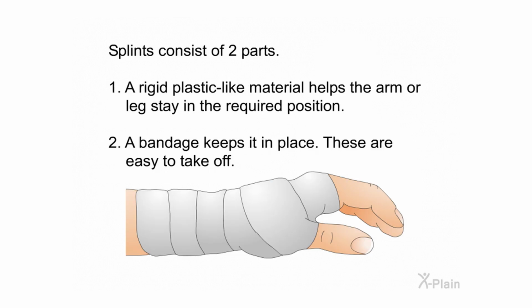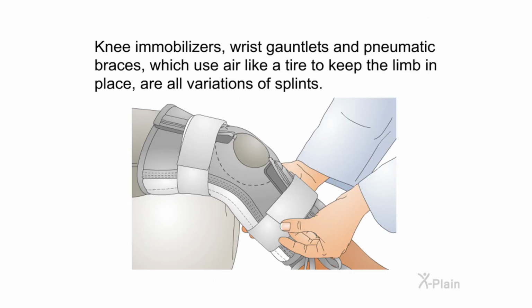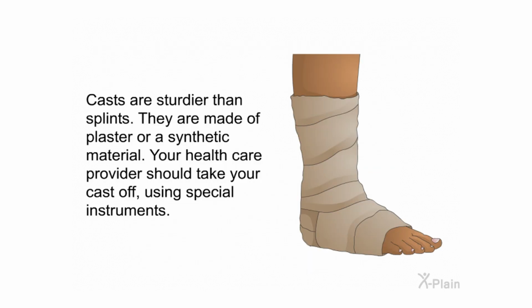Splints consist of two parts. 1. A rigid plastic-like material helps the arm or leg stay in the required position. 2. A bandage keeps it in place. These are easy to take off. Knee immobilizers, wrist gauntlets, and pneumatic braces, which use air like a tire to keep the limb in place, are all variations of splints. Casts are sturdier than splints. They are made of plaster or a synthetic material. Your healthcare provider should take your cast off using special instruments.